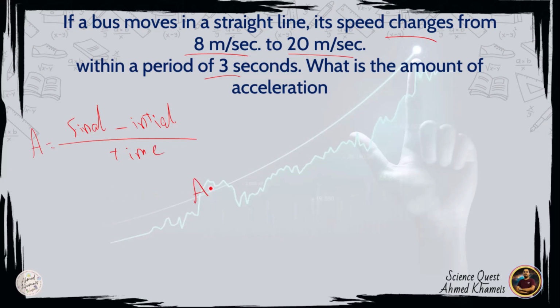So acceleration will equal final speed, 20 meters per second, minus initial speed, 8 meters per second. That change happened in 3 seconds, so the time is 3 seconds. Equals 20 minus 8, 12 over 3, equals 4 meters per second squared.